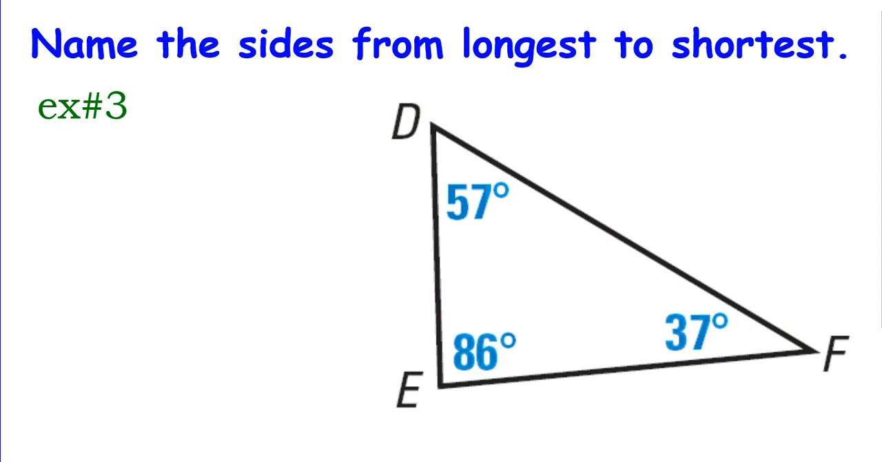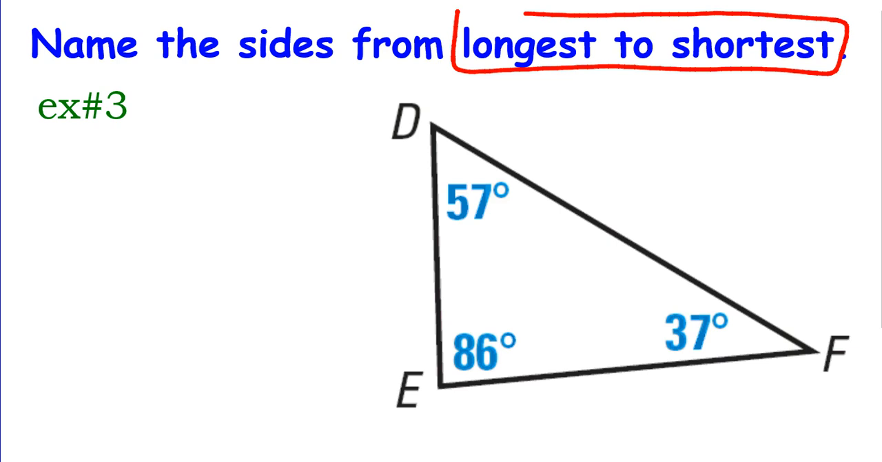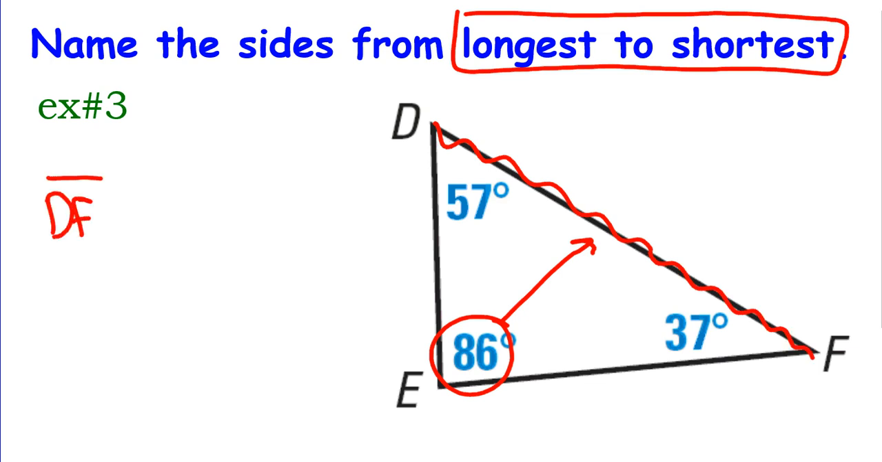So name the sides from longest to shortest. So my longest side is going to be across from the biggest angle. So my longest side is side DF. And we always write sides as segments because it has 2 endpoints at D and F.